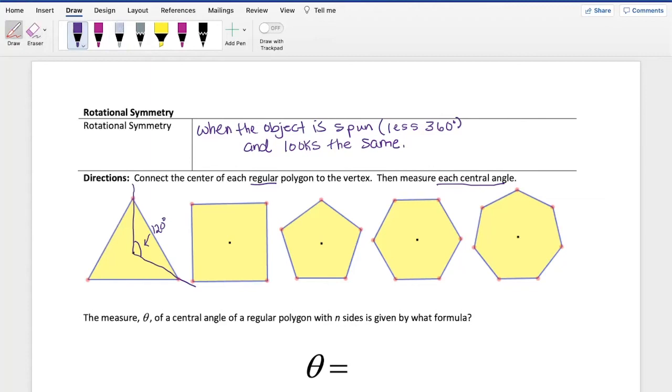All right, let's do another one. Same thing. Again, we pick 2 vertices that are consecutive or right next to each other. And I'm going to just draw a line from that vertex right to the center. And then a vertex that's right next to it, again, come straight through. So on this square, if I were to measure the central angle, you should get a 90-degree angle in there.